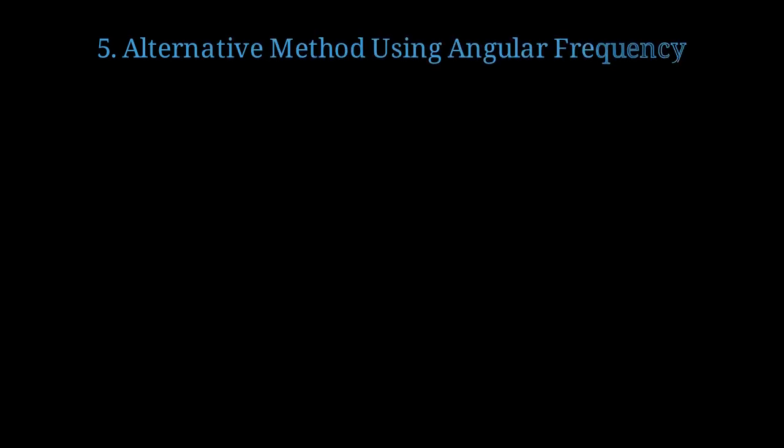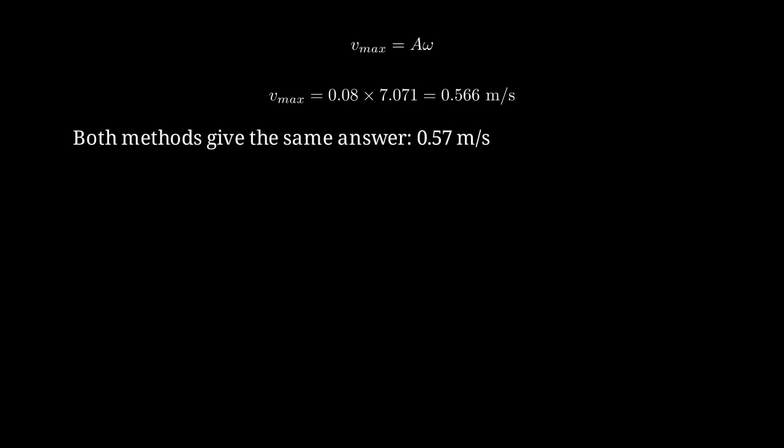Let's verify this result using angular frequency, which provides an alternative approach. Angular frequency, omega, equals the square root of k over m. Omega equals the square root of 150 over 3, which equals 7.071 radians per second. Maximum velocity equals amplitude times angular frequency. So Vmax equals 0.08 times 7.071, which gives us 0.566 meters per second, confirming our previous result. Both methods give us the same answer of 0.57 meters per second, which validates our calculation.